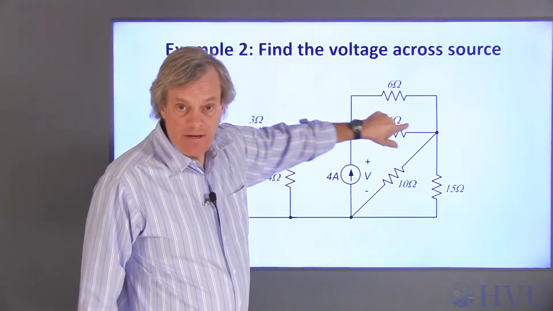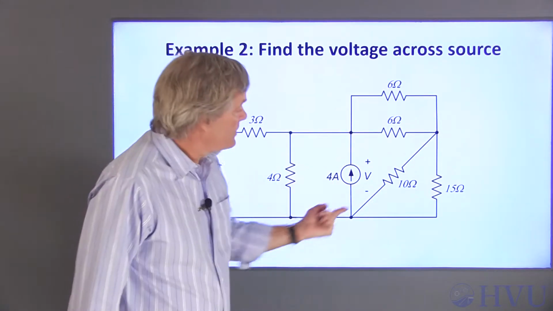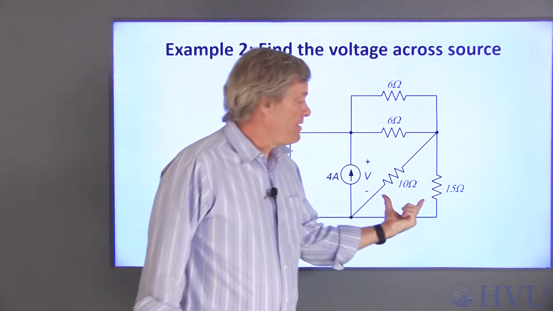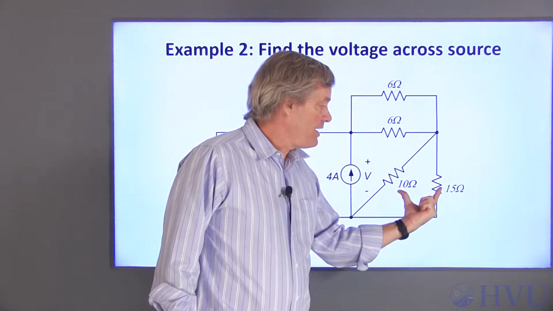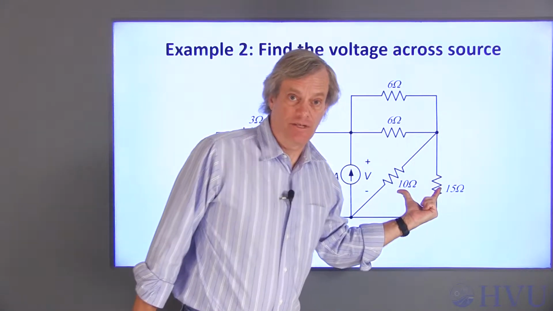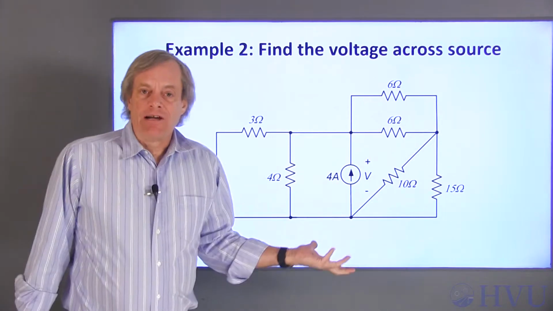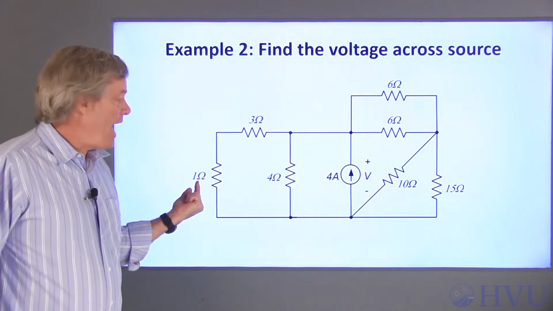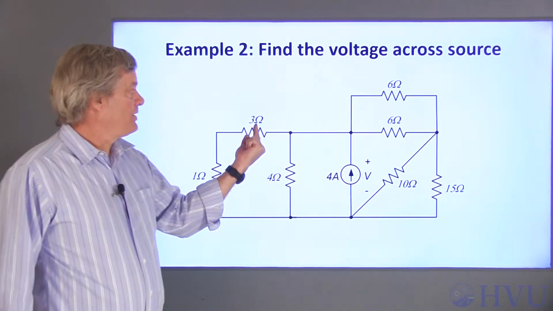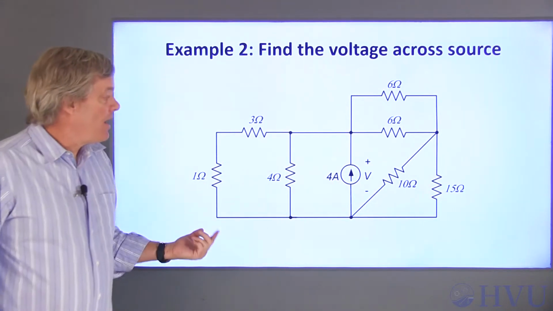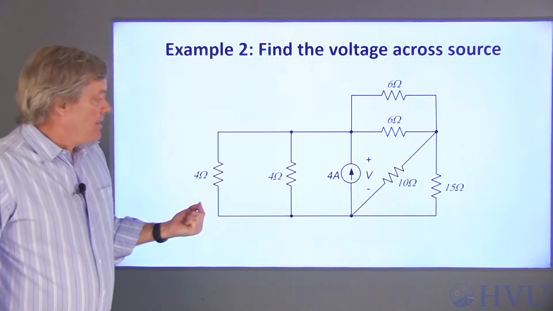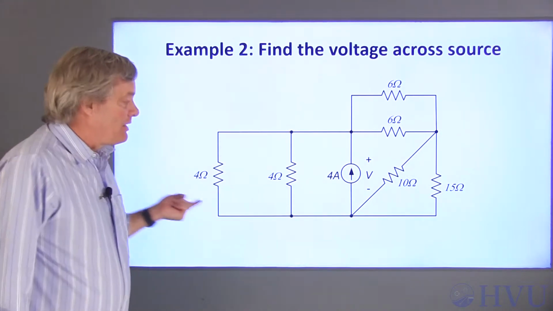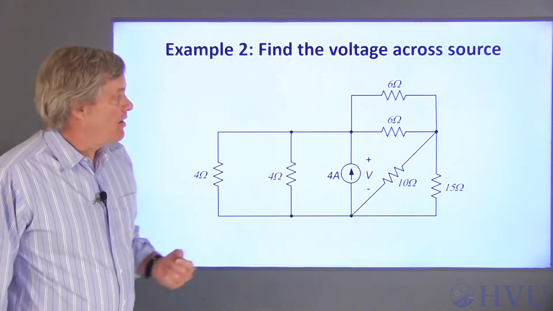If I loop around here, I only encounter those two resistors. And these two resistors are in parallel. A loop here encounters only the 10 ohm and the 15 ohm resistor. It's arbitrary where I start. I think I'll combine these two first. Series resistors add, so the equivalent resistance is 1 ohm plus 3 ohms, which is 4 ohms. I'll make that replacement.